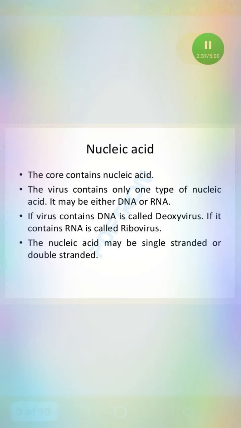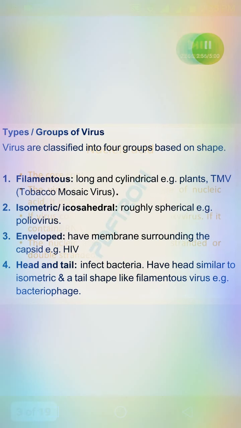The virus contains only one type of nucleic acid. It may be either DNA or RNA. If a virus contains DNA, it is called a deoxyvirus. If it contains RNA, it is called a ribovirus. Deoxyvirus, ribovirus. The nucleic acid may be single-stranded or double-stranded.